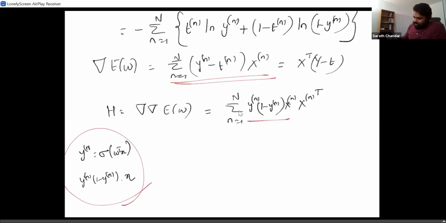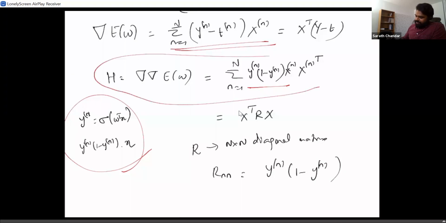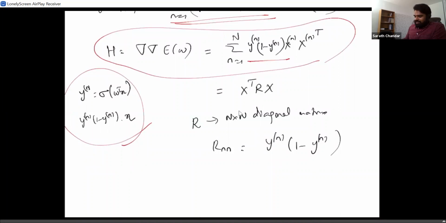Okay, so now I can actually write this as X transpose RX, where R is an n cross n diagonal matrix, where each entry of Rn is given by y of n times 1 minus y of n. I have basically taken this whole thing and written it in matrix notation, X transpose RX. Now you can see that the Hessian here is no longer a constant. It actually depends on W, right?